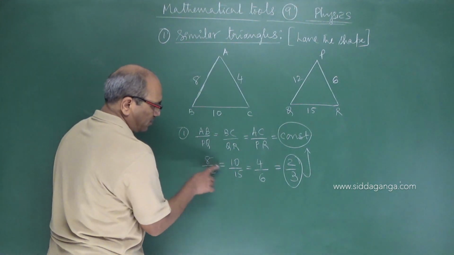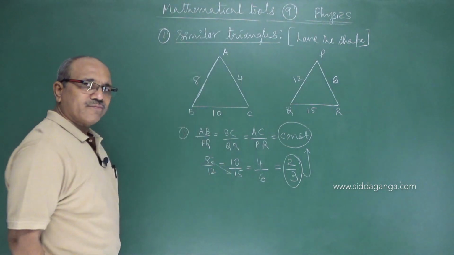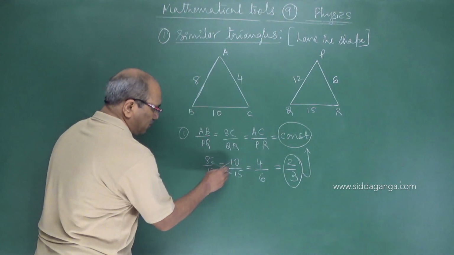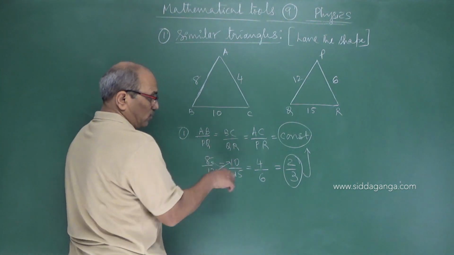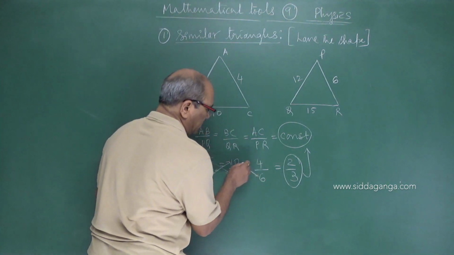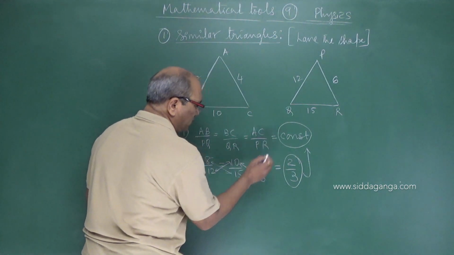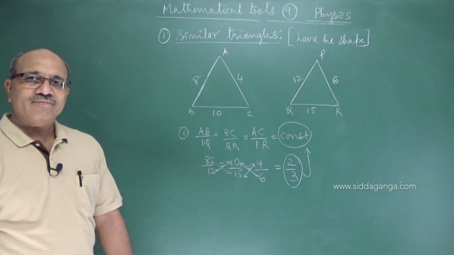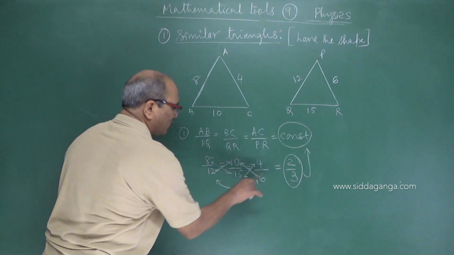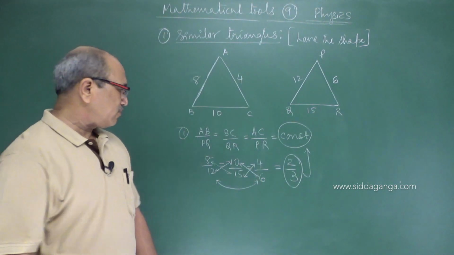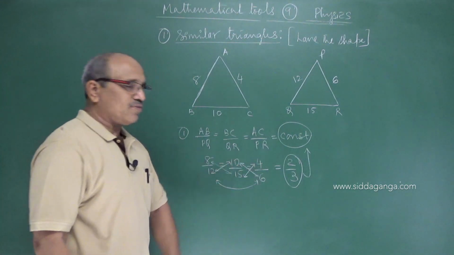Take these two. What is the product? 15 into 8 is 120. Product of these two, 120. Same. Let us take in between these two: 10 into 6 is 60. Take these two, 15 into 4 is 60. See the beauty of maths. Or take between these two, to say similar triangles: 8 into 6 is 48, 12 into 4 is 48.